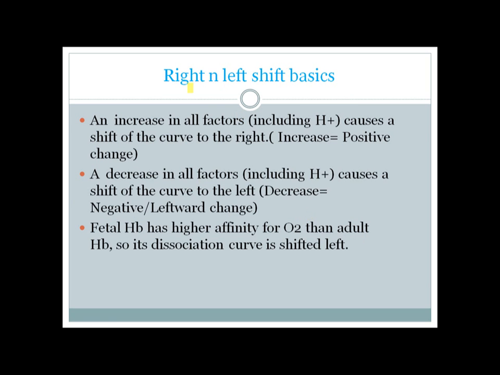So the basic rule of right and left shift is that an increase in all factors, including hydrogen ion, causes a shift of the curve to the right. Increase means positive change, it means right change. A decrease in all factors, including hydrogen ion, causes a shift of the curve to the left. Decrease is a negative thing, so negative or leftward change. One important point to remember is that fetal hemoglobin has higher affinity for oxygen than adult hemoglobin, so its dissociation curve is shifted to the left.